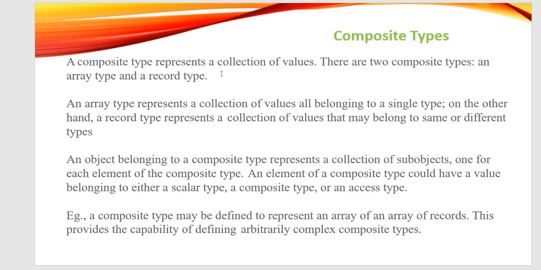Then comes composite type. Composite type represents a collection of values, as I mentioned, like an array and record. As and when required, we will use this, and in that session you can better understand. For the time being, just remember that an element of a composite type could have a value belonging to either scalar or composite or access. So that is important. So this is composite type.